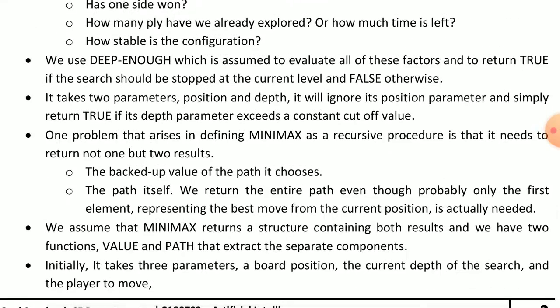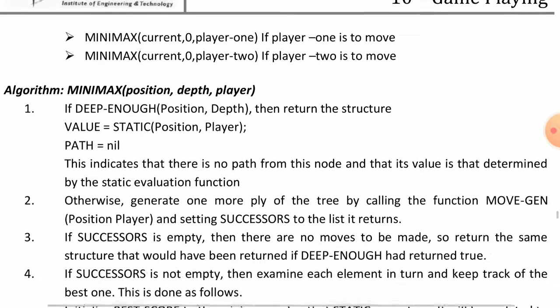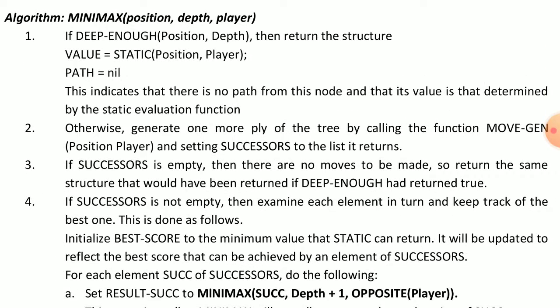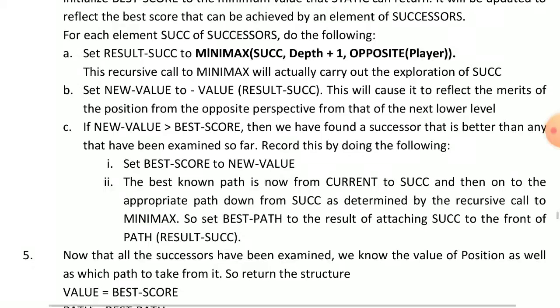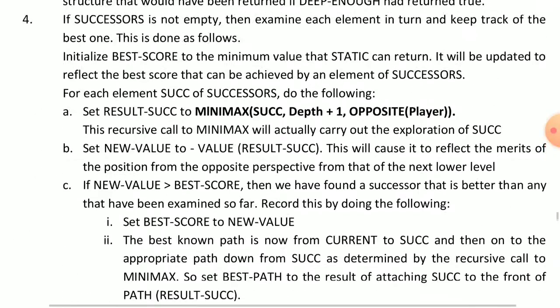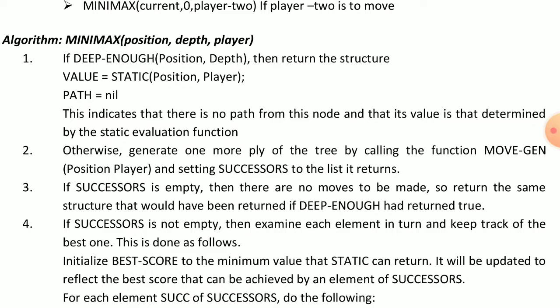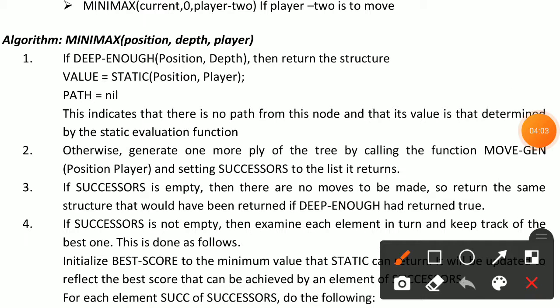Now today we learn the algorithm for minimax. So we can start with minimax and then we can write the position, then we can write the depth and player. Okay, so in this algorithm a total of 5 steps are given. So we can start with the first step. If deep enough (position, depth), then return the structure.